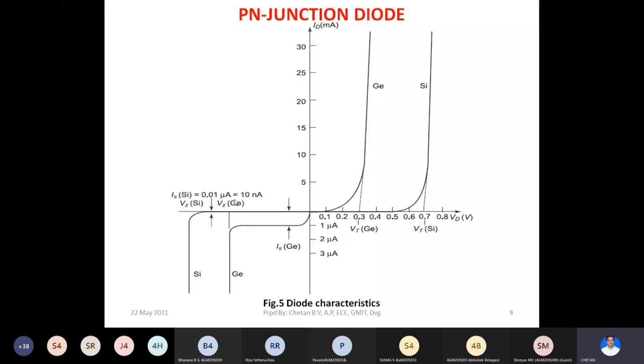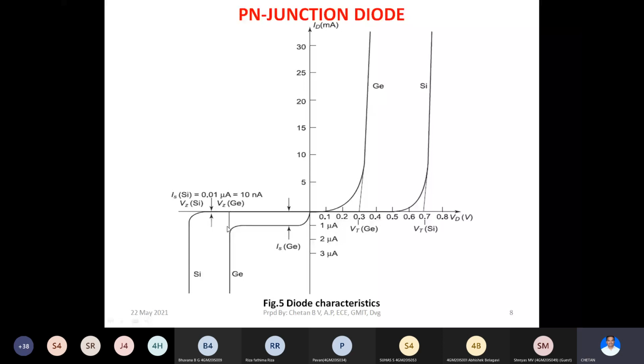At a very large value of voltage, which is termed as Vz, which is called the breakdown voltage, there will be a sudden increase in current. So this rapid increase in current due to application of very high reverse voltage is called breakdown. So this is called breakdown or reverse breakdown of the diode, and the voltage which is responsible for this reverse breakdown is called the reverse breakdown voltage, which is represented as Vz.